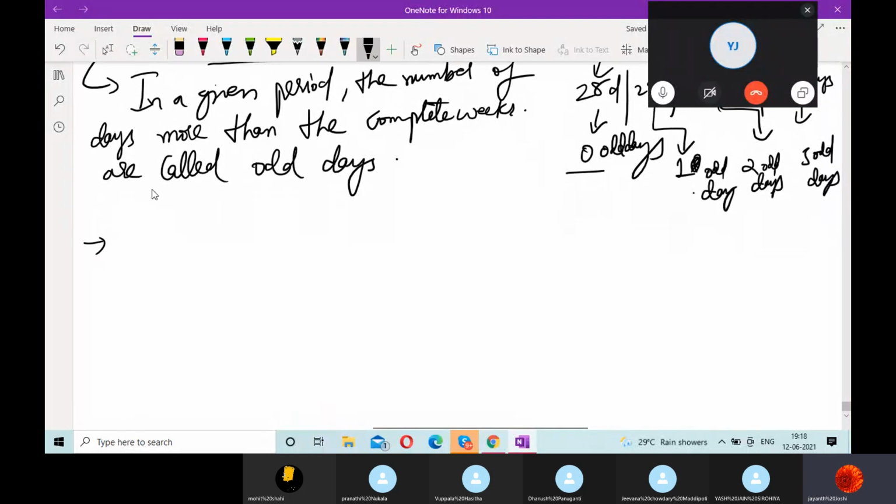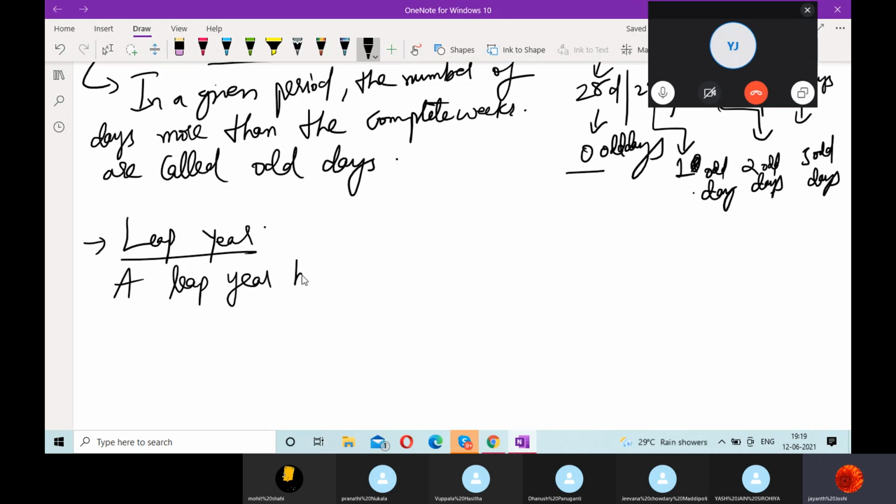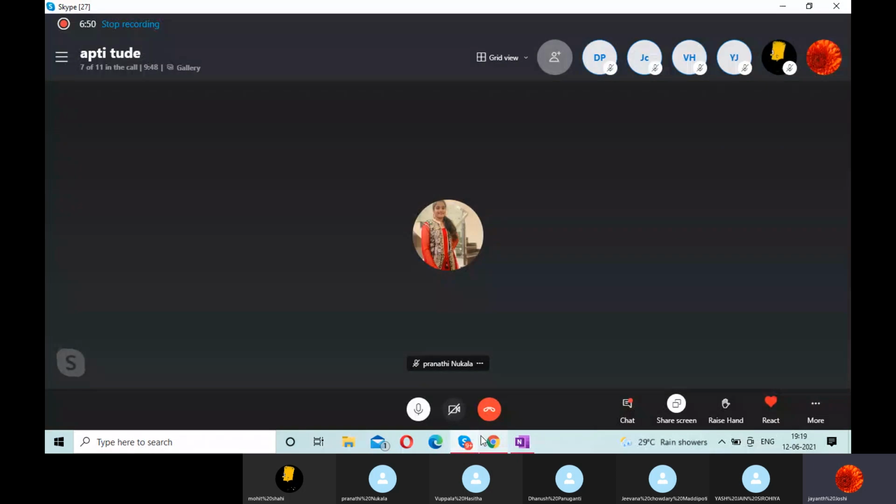Point number 2. Let us speak about leap year. What is a leap year? A leap year is a year which has how many days? 366 days. So a leap year is something which has 366 days. How will you identify whether a year is a leap year or an ordinary year? There should be some identification for that even.